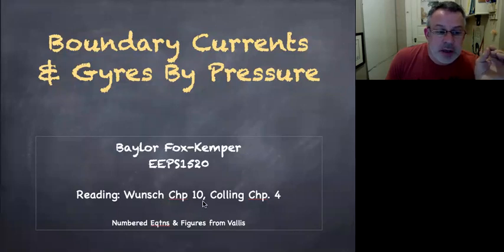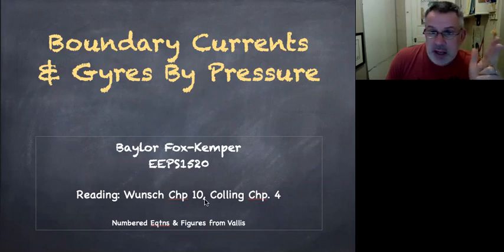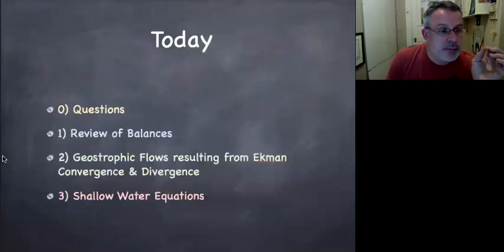You'll know that the reading here is moving ahead into chapter 10, so we've gone through 8 and 9 and now 10, and then column chapter 4 gives us a lot of these great illustrations that we're going to talk about. So, we're going to remind ourselves about the review of balances. We're going to jump onto geostrophic flows resulting from the Ekman convergence and divergence, and then we're going to touch on the shallow water equations at the end.